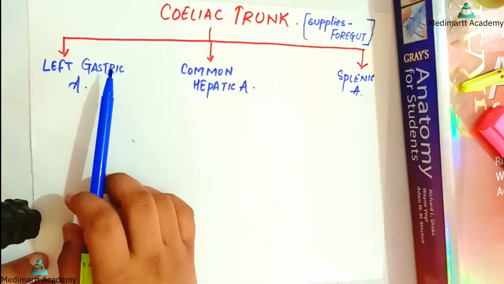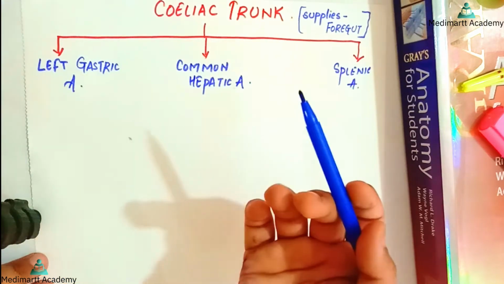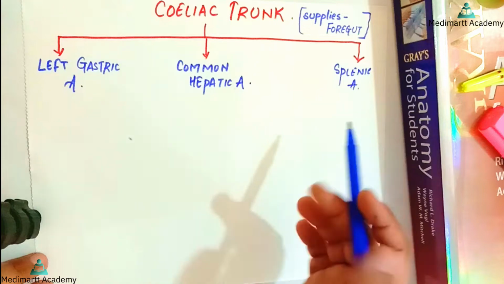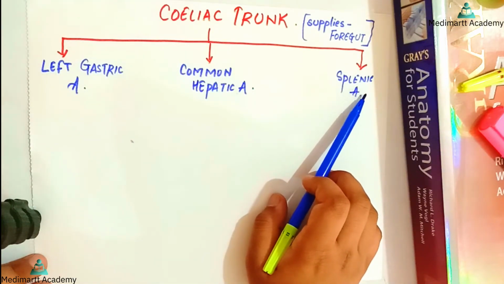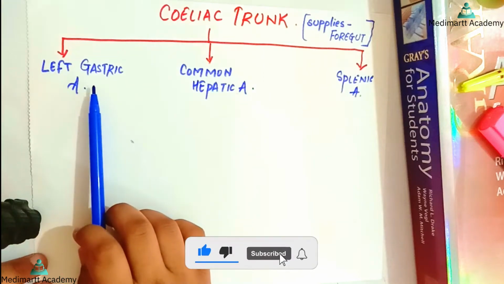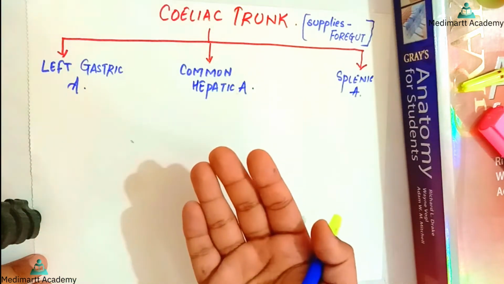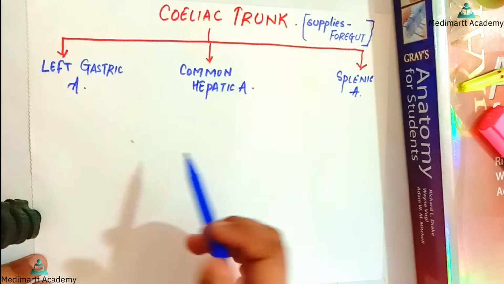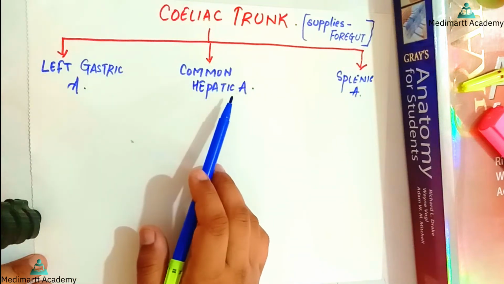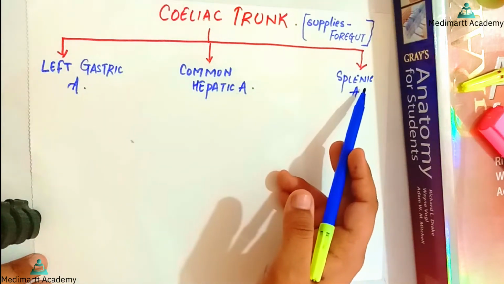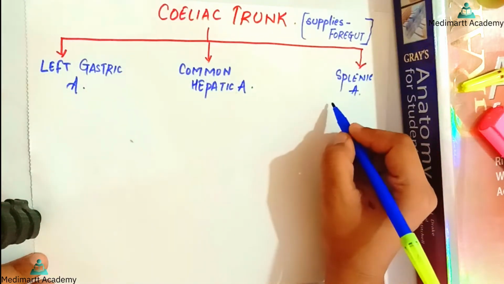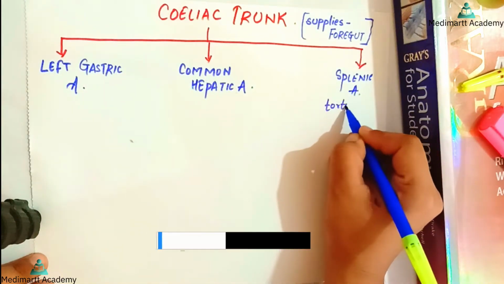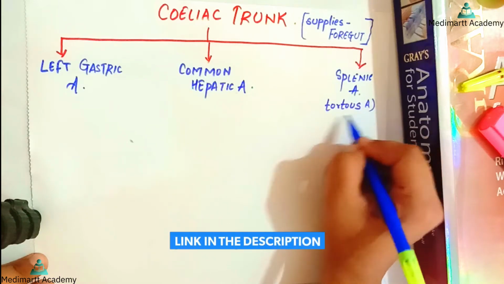Whenever there is the word gastric, it is related to the stomach. Hepatic is related to the liver, and splenic is related to the spleen. So the left gastric artery is the principal branch for the stomach, the common hepatic artery mainly supplies the liver, and the splenic artery mainly supplies the spleen. One more thing about the splenic artery: it is a tortuous artery, one of the tortuous arteries.